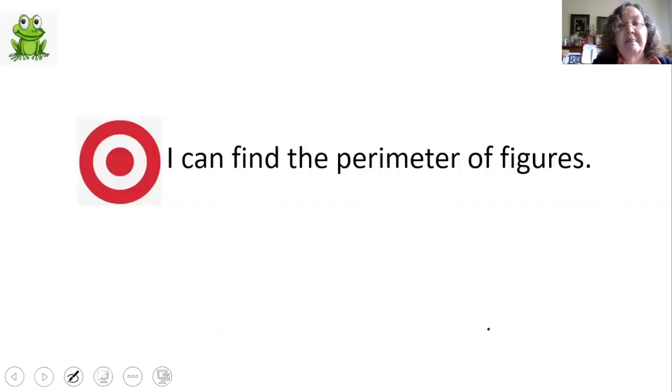Brilliant. So today we have been talking about I can find the perimeter of figures. And all we need to know is what the length of them, whether we measure them or whether they are given to us.